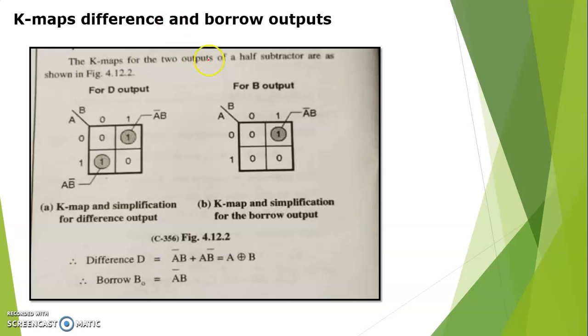Next is your K-map for the difference and borrow outputs. First is your A, B bar, K-map simplification for D output and for B output, for difference and for borrow. For the difference it is A bar B plus A B bar, so it is exclusive OR, and the borrow is A bar B. This is for the borrow output and this is for the difference output. This is the K-map for difference and borrow output. If someone asks you to define the difference and borrow using the K-map, you have to define this.